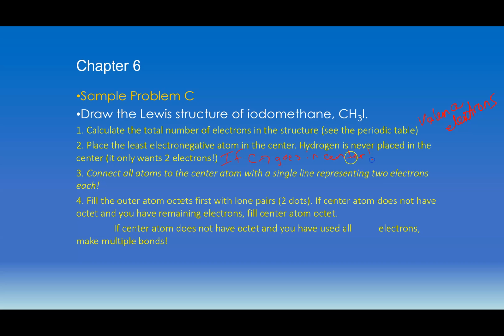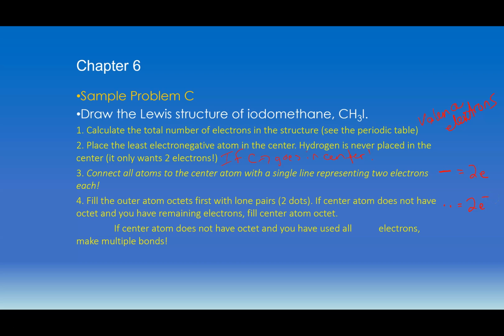Okay. When it comes to these structures, the types of structures that we are going to draw have a single center atom, and that means that one of them has to go in the middle. Everything else gets connected to that center atom with a single line. That's our next step. That single line represents 2 electrons. So anytime you see a line, this is 2 electrons. From there, we're going to fill outer atom octets with dots. If they need a full octet, remember that 2 dots is also 2 electrons. We call that a lone pair.